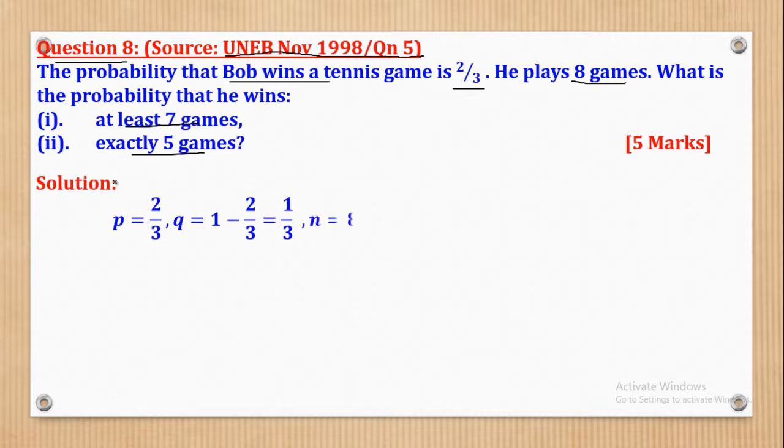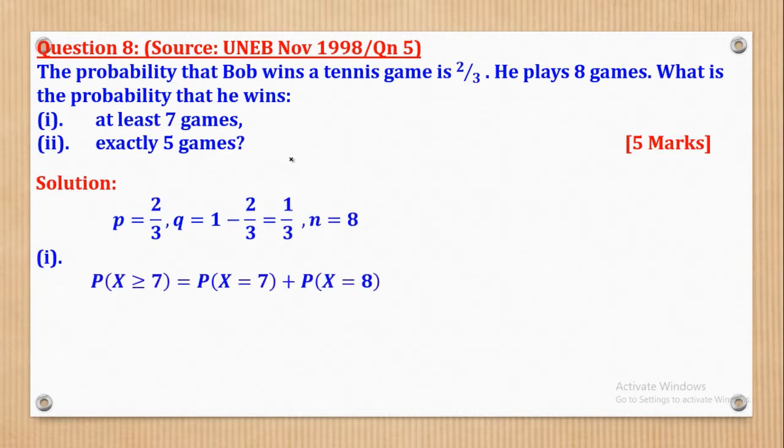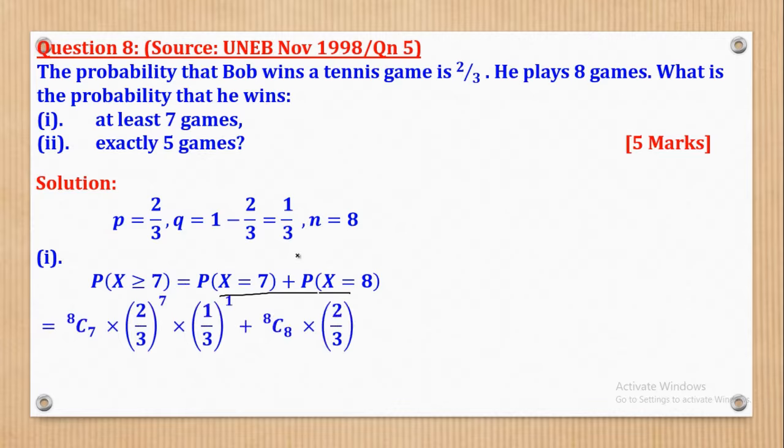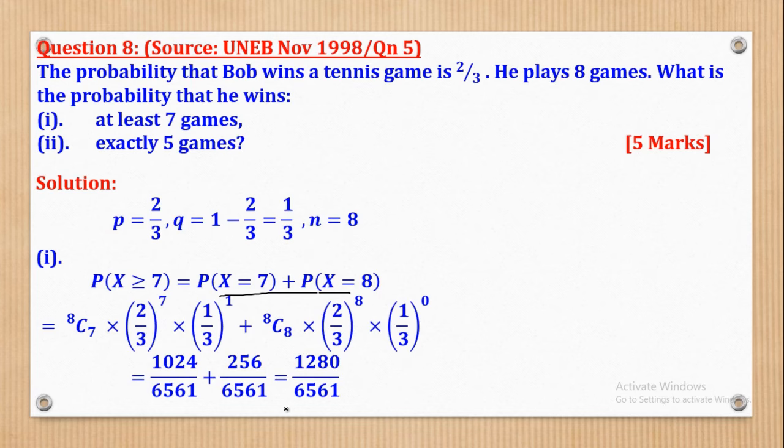So this is the binomial distribution. p is 2/3, q is 1/3, n is 8. Therefore, probability of at least 7 games is x greater than or equal to 7, which is 7 and 8. Therefore, we shall substitute using the binomial formula, and then after that, you shall use the calculator to come up with 128 over 6561 as our probability.